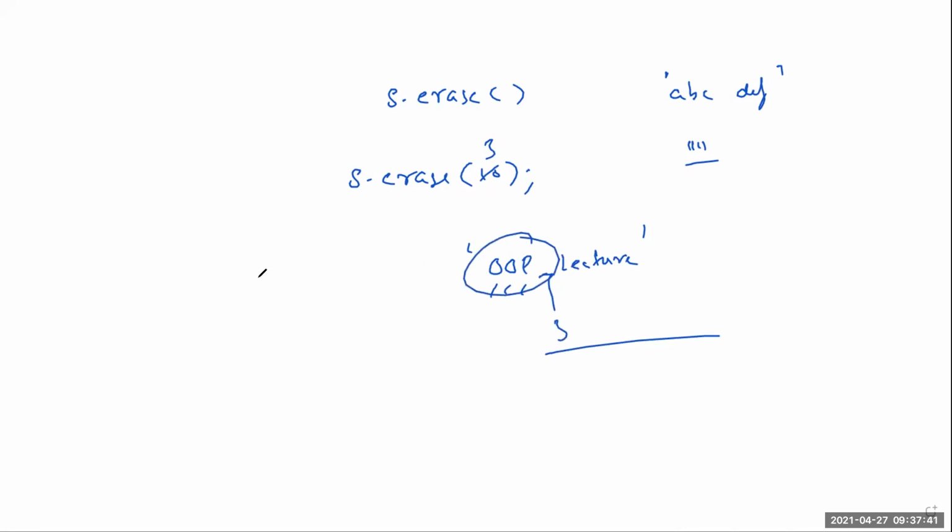And similarly, you can also pass it 2 arguments, and now you can guess it's exactly the same thing. Go to position 0 and erase 2 characters. Okay, so it is exactly the same syntax or the same interpretation which we have been doing previously.